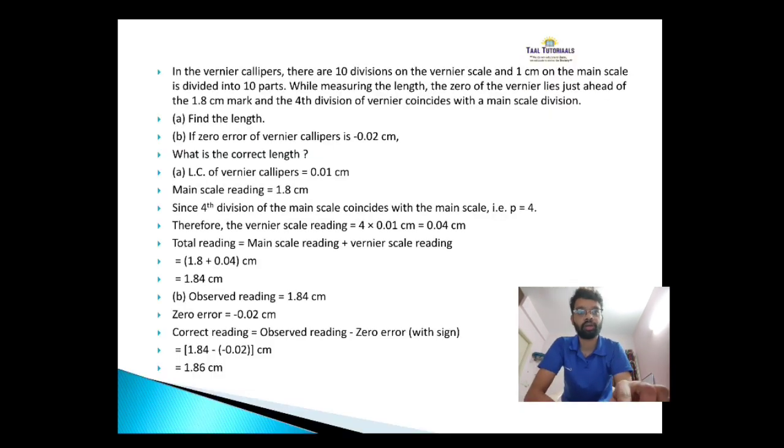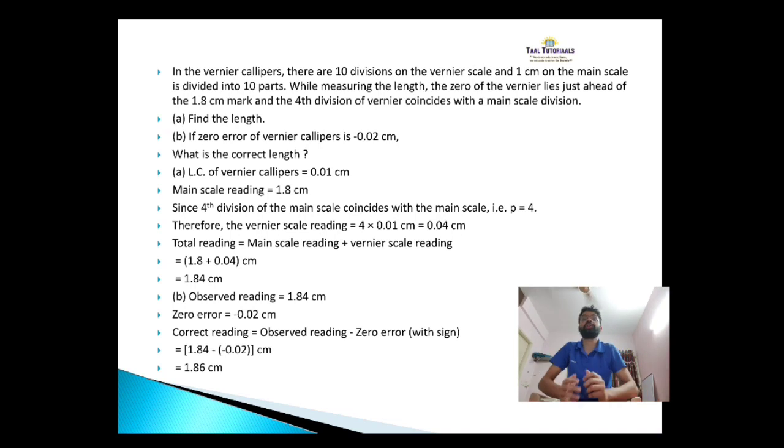First, in a vernier caliper, there are 10 divisions on the vernier scale and 1 centimeter on the main scale. It is divided into 10 parts. While measuring the length, the zero of the vernier lies just ahead of 1.8 centimeter, and the fourth division of vernier coincides with the main scale division. First, find the length.